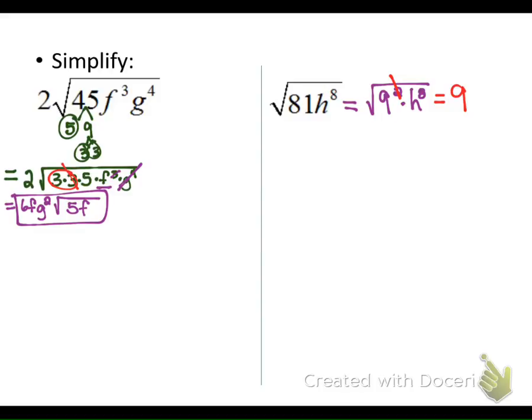h to the 8. 8, even or odd? Even. So what's half of 8? 4. So that's going to cancel out evenly to h to the what power? 4th. And then there's going to be nothing as your radicand. Now, if you did not know it was a perfect square, and you factored it, that's totally acceptable. You'll end up with work that looks like this.